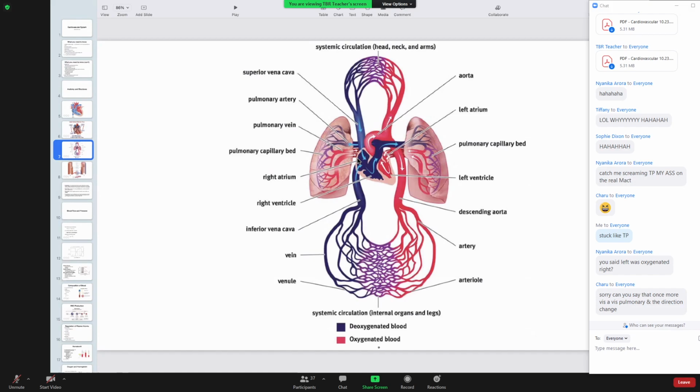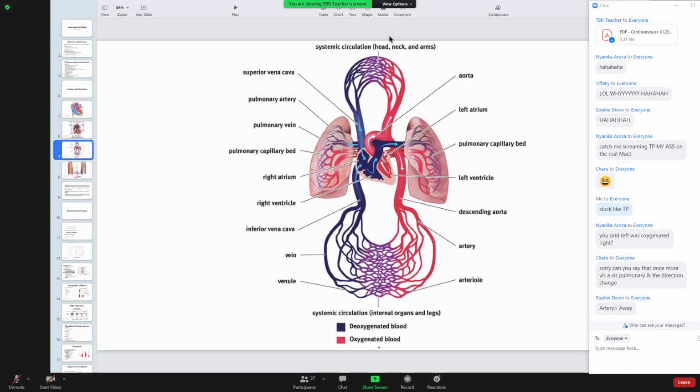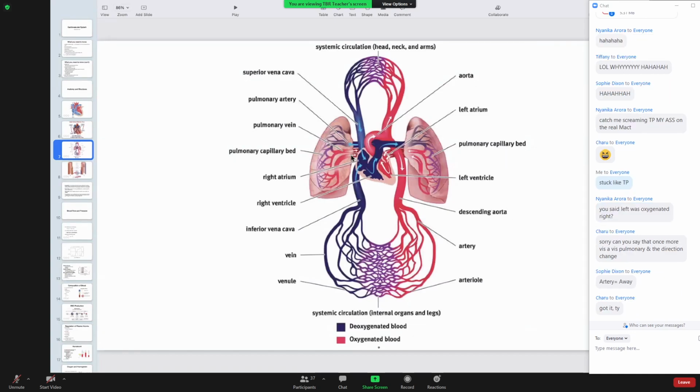There's a question. Yeah, so a lot of people like to say that arteries carry oxygen-rich blood and veins carry oxygen-poor blood, and that's how they differentiate artery versus vein. But that is not accurate because it switches in pulmonic circulation. In pulmonic circulation, arteries carry oxygen-poor blood, and the veins carry oxygen-rich blood. Artery, away. Arterial flow is anything leaving the heart, and venous flow is anything coming back to the heart.